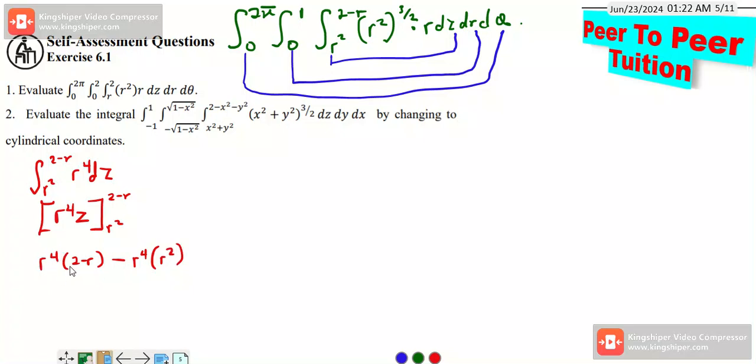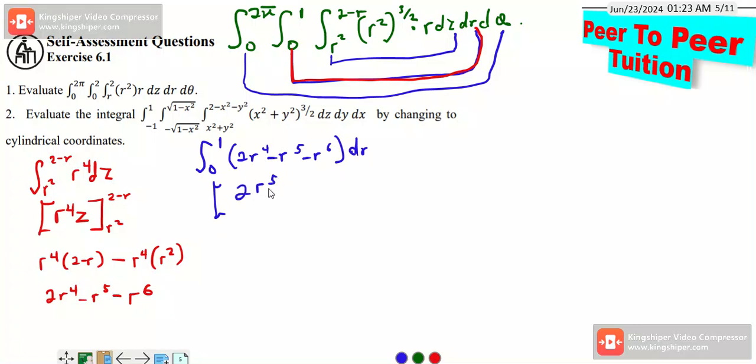By expanding, r exponent 4 times 2 will give me 2r exponent 4 minus r exponent 5, since r exponent 4 times r is r exponent 5. Then minus r exponent 4 times r squared will be r exponent 6. So that is the expression. The next thing is to integrate with respect to r, from 0 to 1 of 2r exponent 4 minus r exponent 5, then minus r exponent 6, with respect to r.